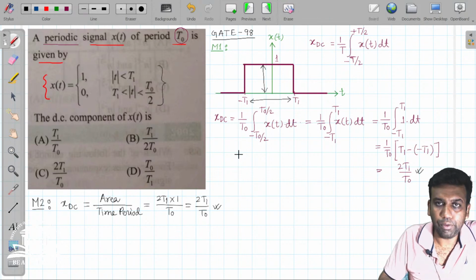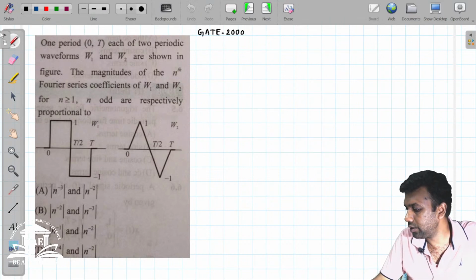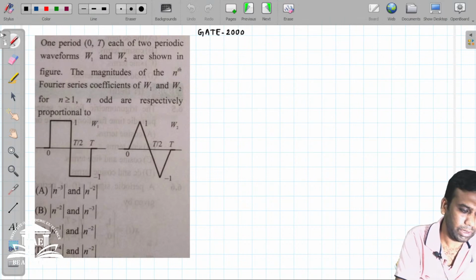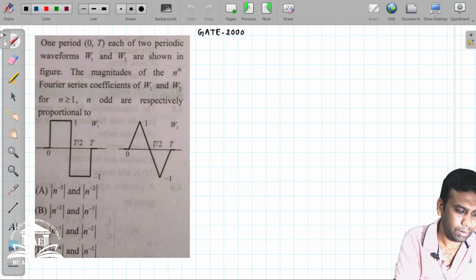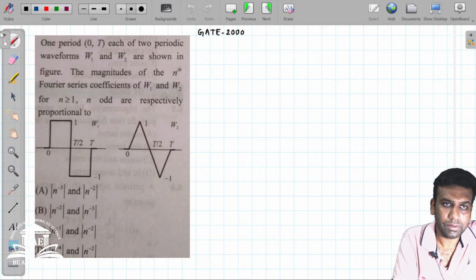Okay, now we will go for the next question. The next question is from GATE 2000. You can see the question. The question is given by one period of 0 to T, that is given here.